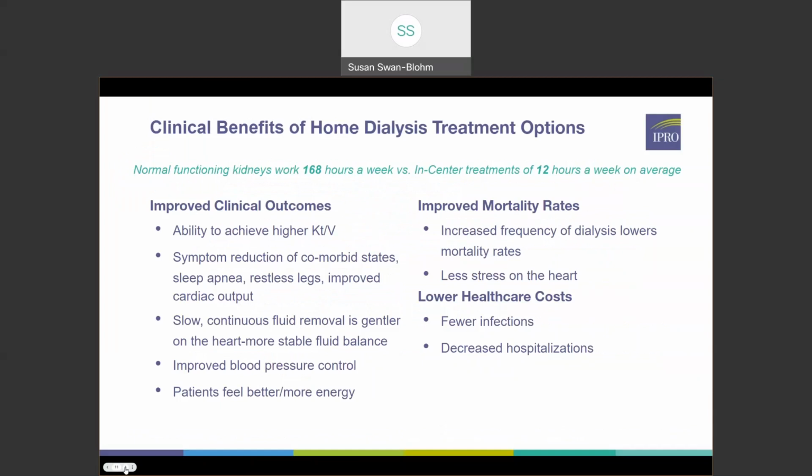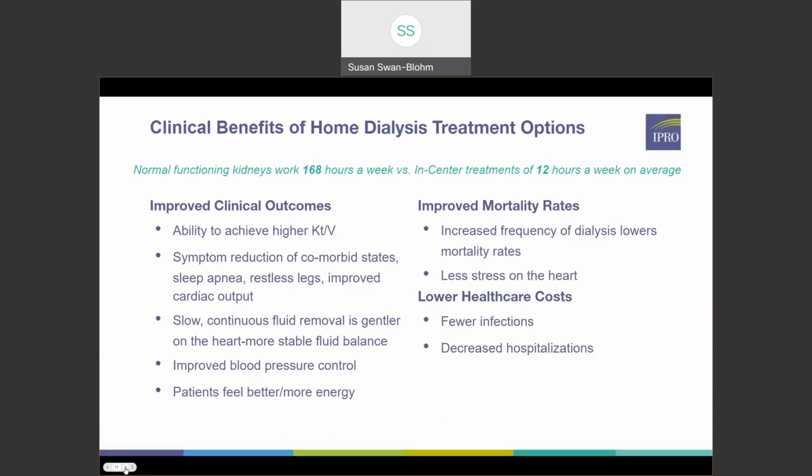In a person with healthy kidneys, the kidneys are working 168 hours a week. In-center dialysis patients receive on average 12 hours of renal replacement therapy per week. Selecting a home modality will increase the amount of dialysis a patient receives each week, thus improving many clinical outcomes. More hours of treatment leads to a higher Kt/V, which is the measure of renal replacement.